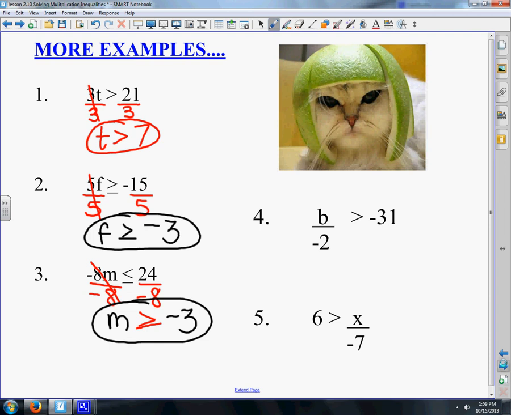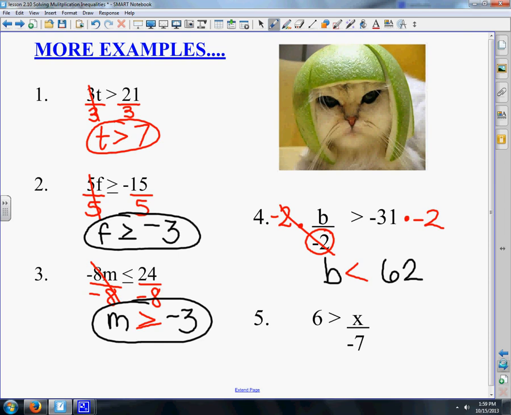The last two, these are division problems. So the opposite of division is multiplying. We're going to multiply by the number that's in the coefficient. So we multiply by negative 2, multiply by negative 2. Those cancel out. We have b. Remember, the coefficient was negative, so the inequality symbol flips or switches. A negative times a negative is a positive, and 31 times 2 is 62.